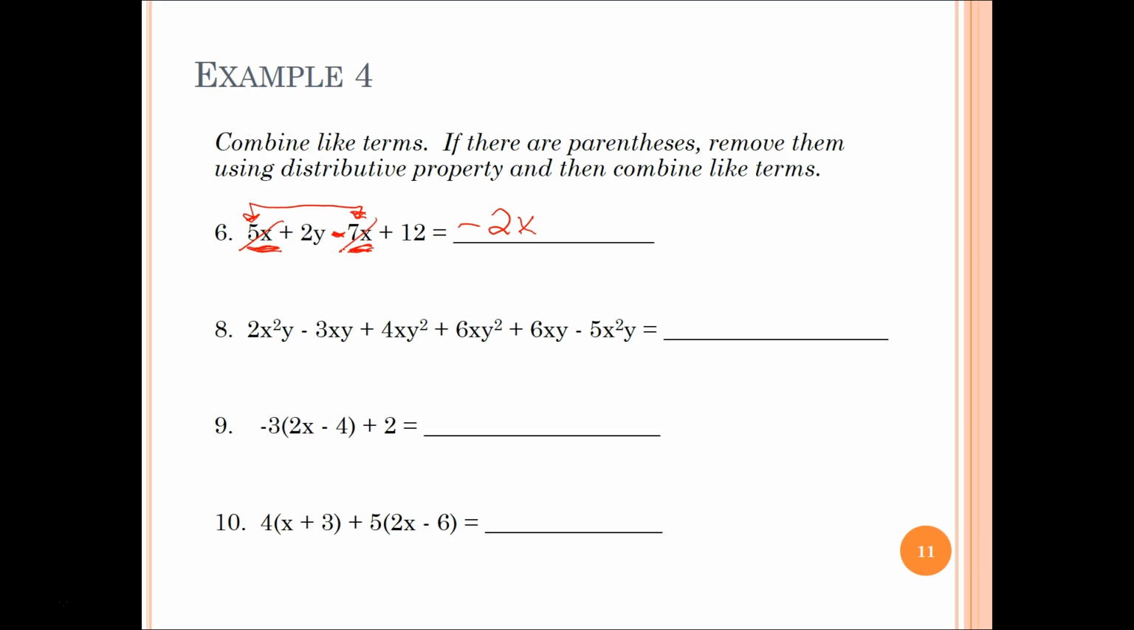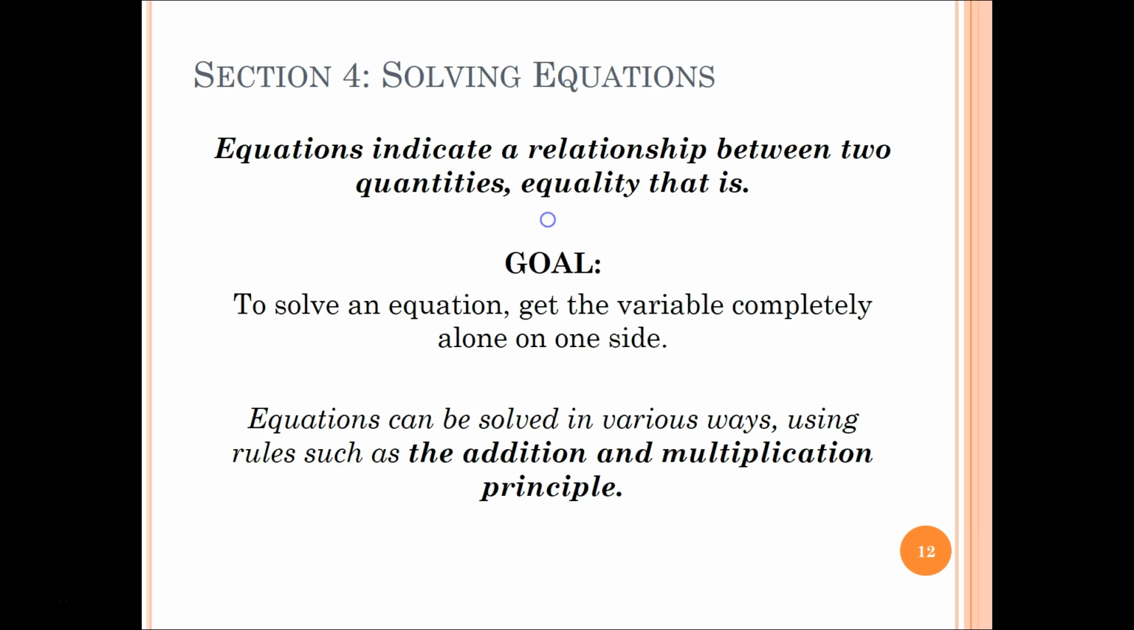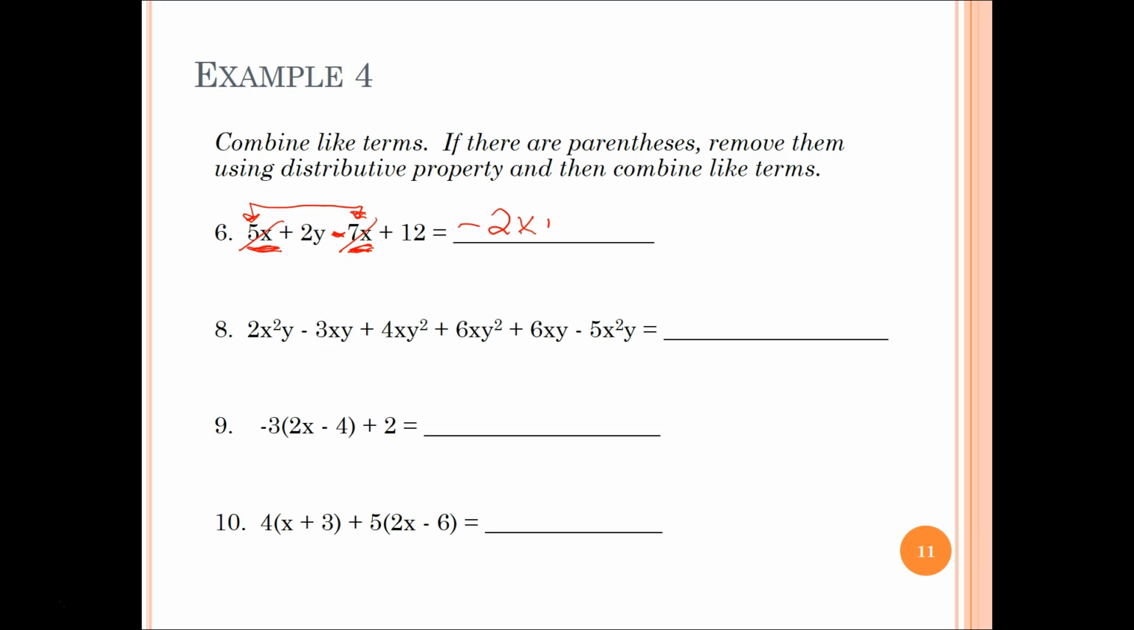All right, so we killed these. Notice that these guys are not like terms, so what's going to happen is we're going to bring these guys along for the ride. So we're going to end up with negative 2x plus 2y plus 12, and we're done. It feels natural to get down to one numerical answer, but remember, these are algebraic expressions. The only way you could solve this is if I told you what value we have for x and y. Then you could substitute them in and evaluate to get a one number answer.